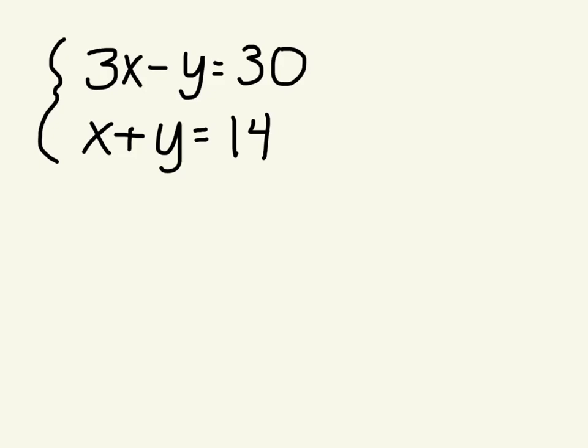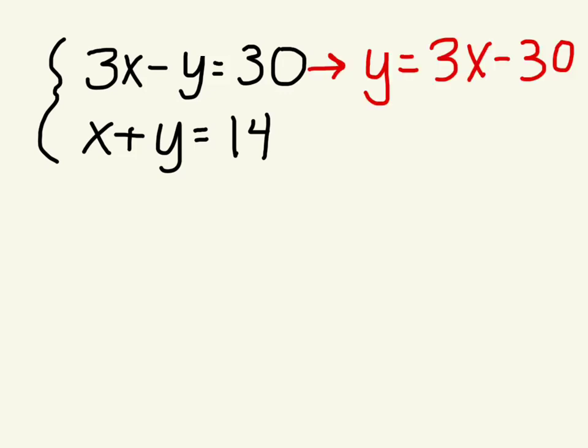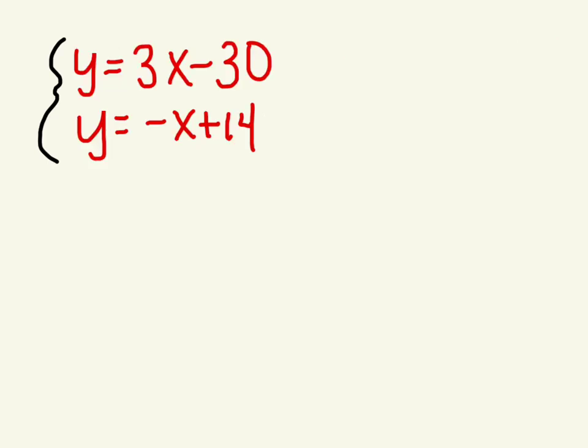In fact, I'm noticing they're both in standard form. So let's take a minute and convert these into slope-intercept form. 3x minus y equals 30 now becomes y equals 3x minus 30. X plus y equals 14 now becomes y equals negative x plus 14. I'm going to rewrite my new system of equations to look like this. And now I'm ready to solve because they're both in slope-intercept form and they're both set equal to y.